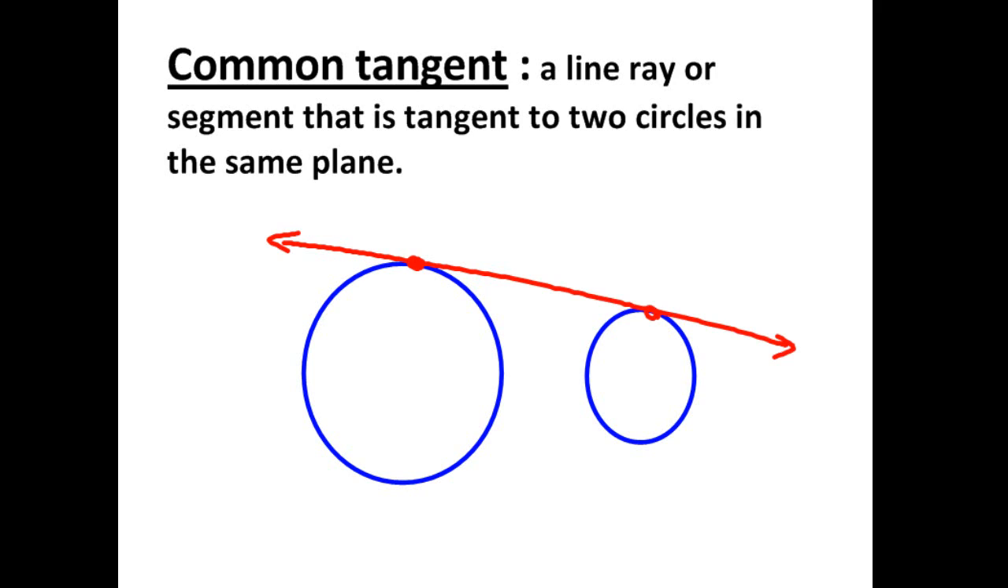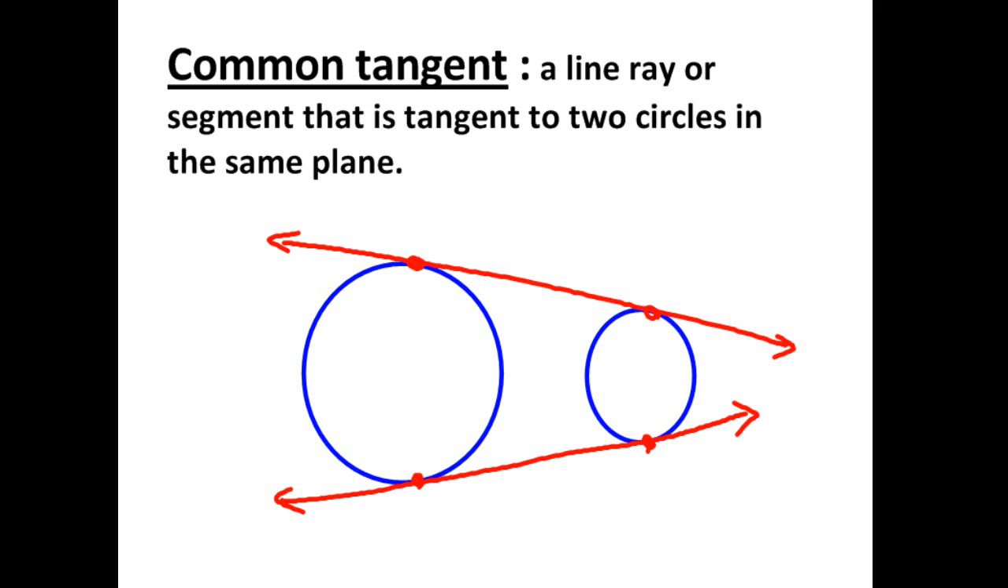There's a few other lines that would do the exact same. There's another external tangent to both of these that hits them both once. That looks something like that. Again, they hit both of those circles at just one location.